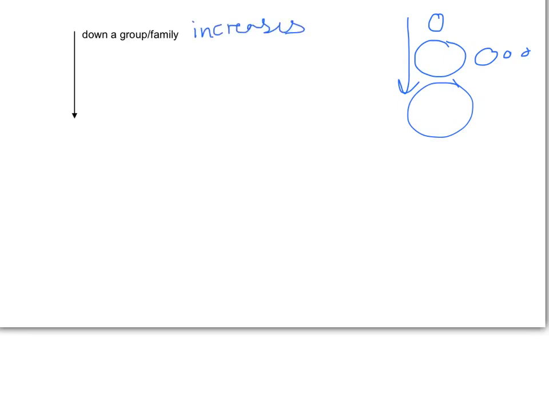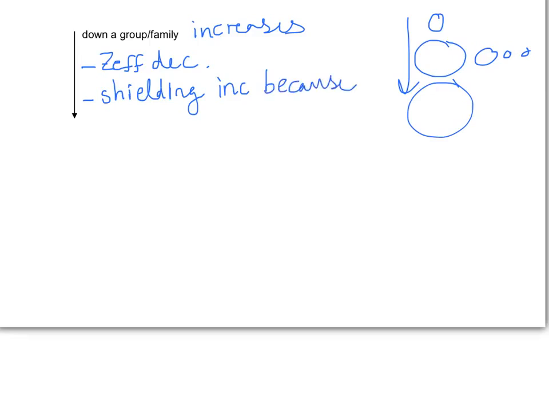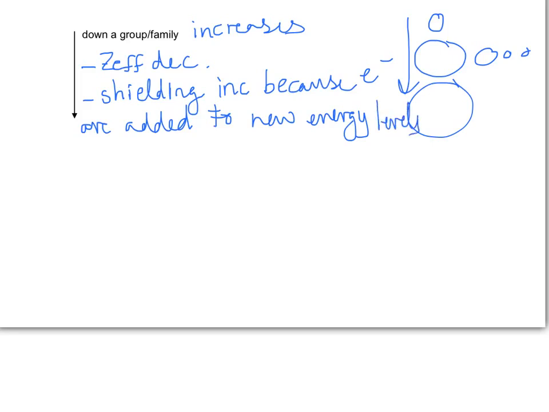So let's come up with our supporting statements. Again, they should be basically the same as the ones we talked about for Zeff. So you would say that the atomic radius increases because Zeff decreases. That's because shielding increases, because electrons are added to new energy levels.